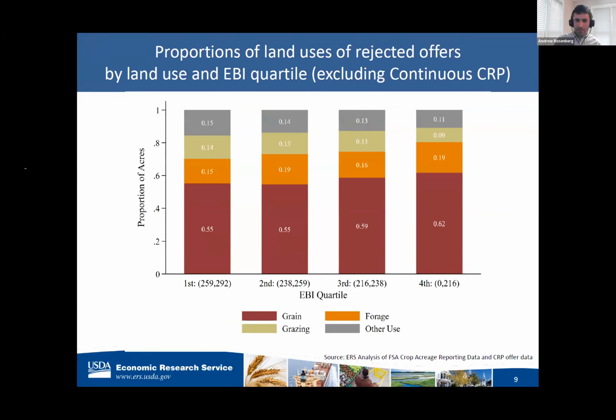In this next slide, it's a very similar thing that we're looking at, but we exclude the land that goes back into CRP through continuous. This way you can get a better idea of the land that's being retired, how much of that is avoided grain or forage, et cetera. So when you do that, you can see in that first quartile, we have about 70% of land that's in some sort of cropland or grain or forage. And then that increases as you go through the quartiles.